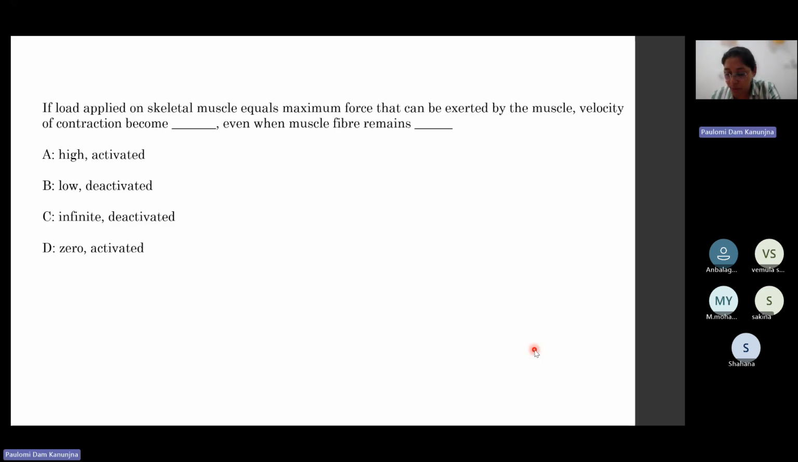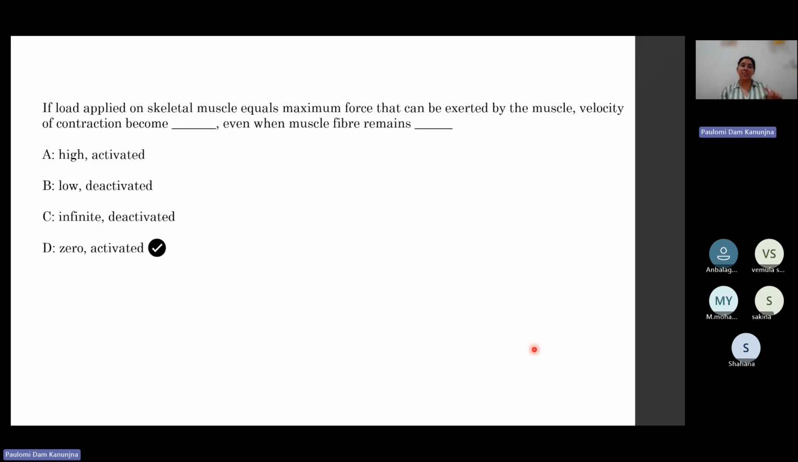C. Okay. Anyone else want to take any more guesses? D. Anyone else? Okay. Let me give you the answer. So it's 0 and activated. Now, what does it mean? So what does it say?